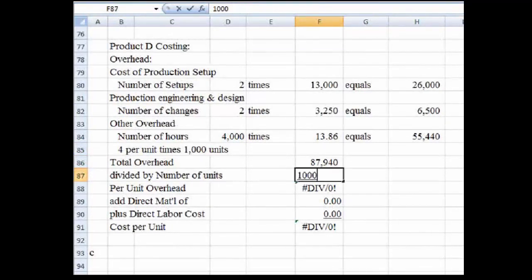These 3 calculated pool total numbers are summed, and the cell down below them should contain 1,000, which is the number of the units produced for this product. And it calculates the per unit overhead of $87.94. To this is added the direct material of $24 and the direct labor cost of $48, as is shown in the book. The final calculation, adding the last 3 numbers, shows a cost per unit of $159.94.